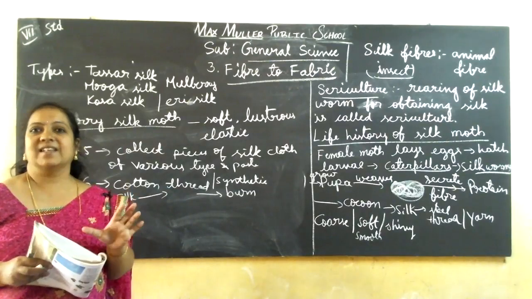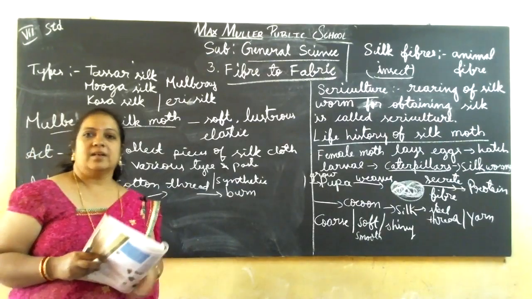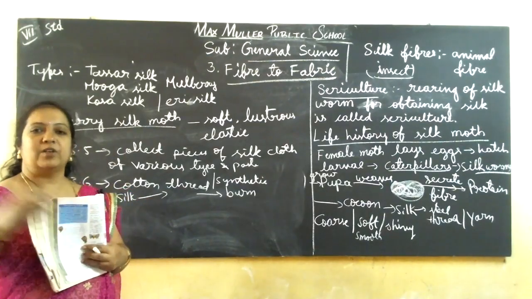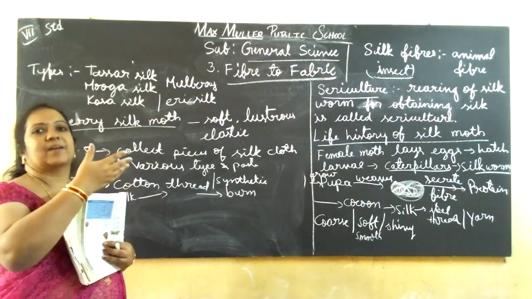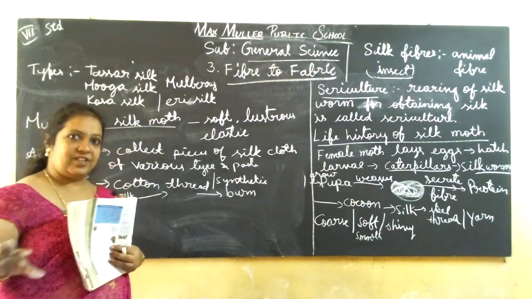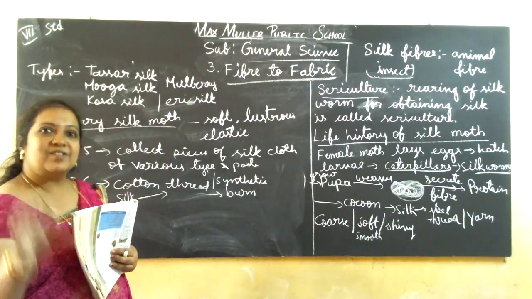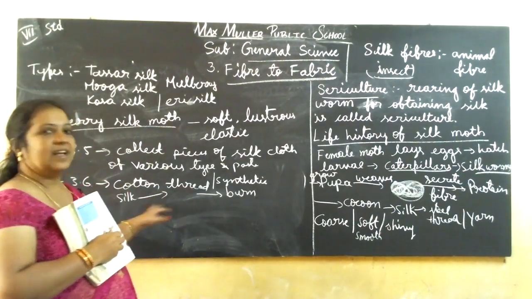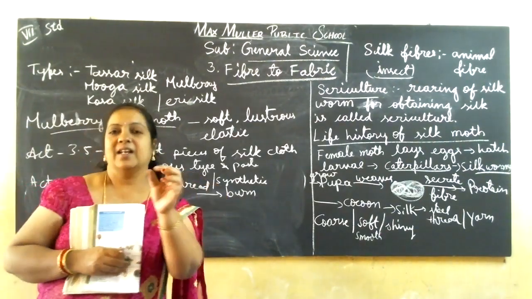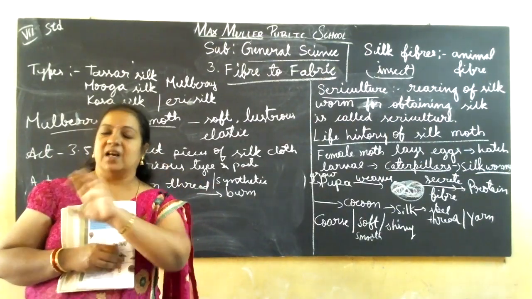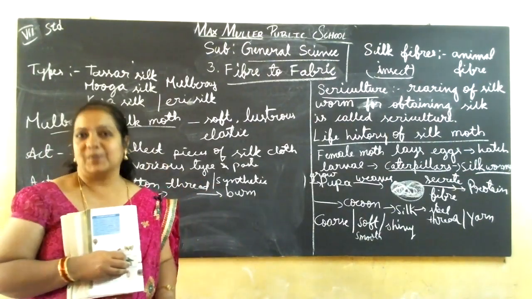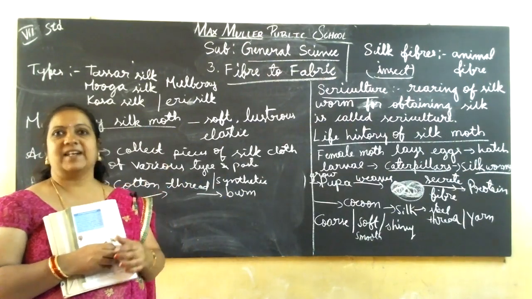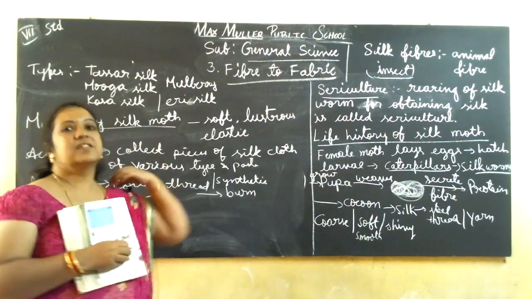You burn and see. Some are burning, when you give the flame it continues burning until the thread finishes. And few are burning, will stop there. See, silk thread, if you burn and see, until you give the flame it will be burning. If you remove the flame it will stop burning. That is the best identification for the silk.